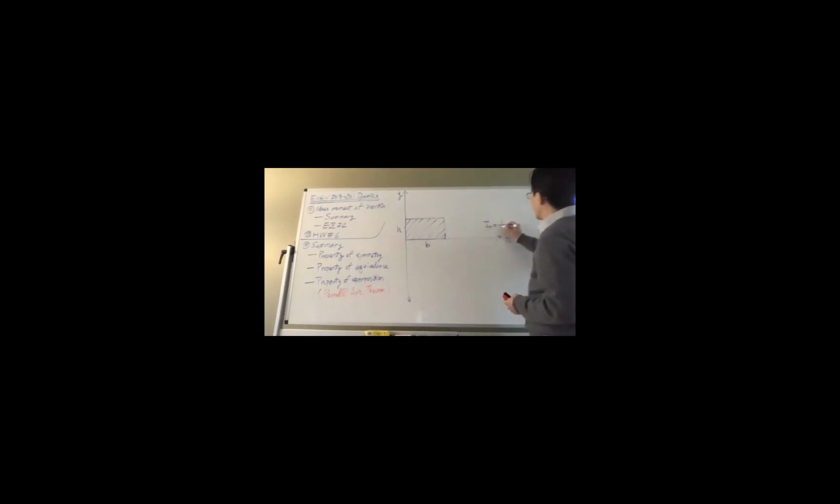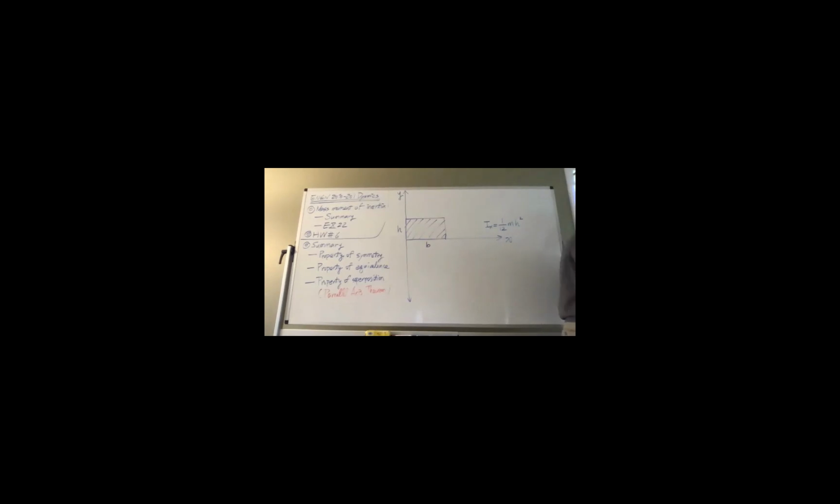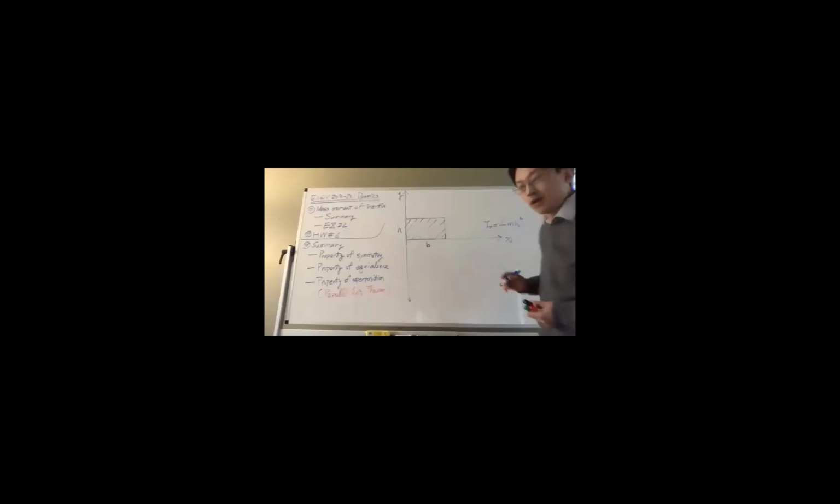Ix is 1/12 of m h squared, right? Correct? Makes sense. Is that what I gave you last week? Let me be sure. I got written down 1/3. I'm not sure. It's not 12, it's 1/3. Okay? Be careful, it's 1/3.